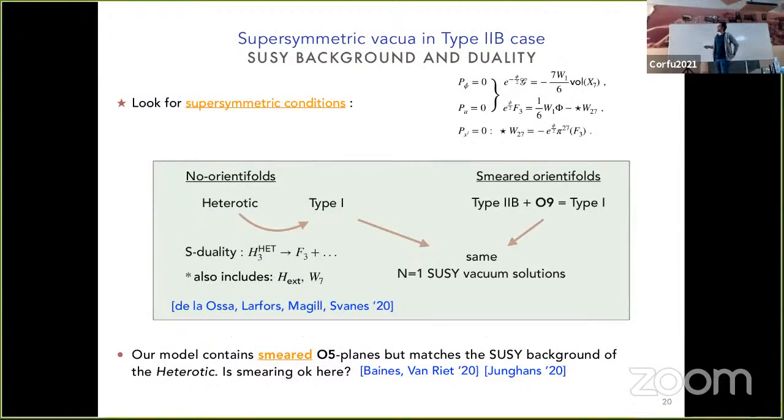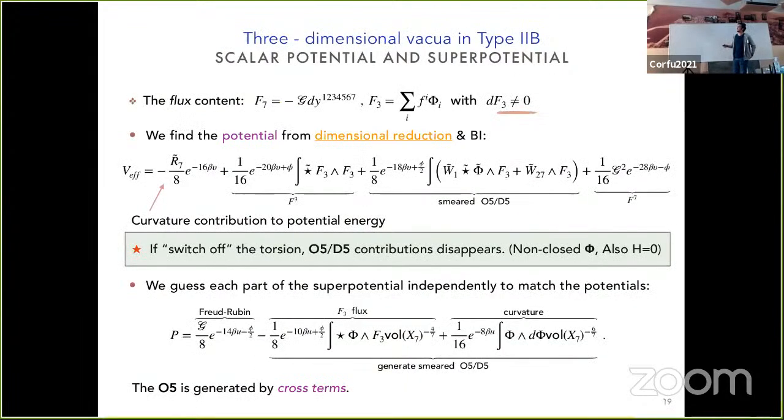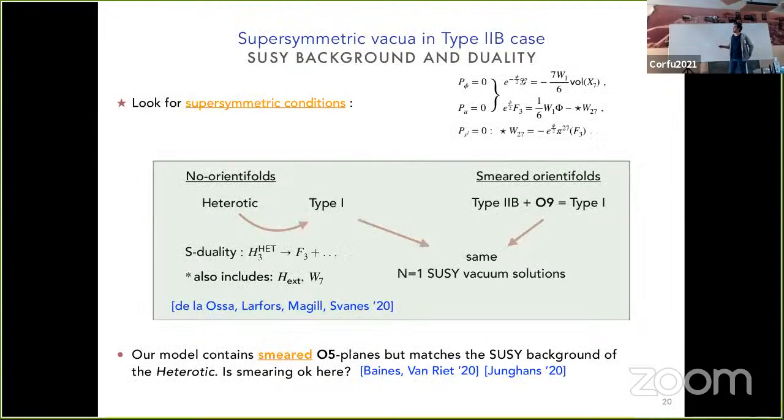I just want to say a few things about smearing here, because you remember that we treated the local objects differently. Instead of being localized in the transverse directions, we put some smooth functions. So we have found the superpotential. We checked the supersymmetric conditions where it vanishes, and these are our solutions. And we are in type 2B theory, basically in type 1, sorry, since we also consider O9 and D9 local objects.